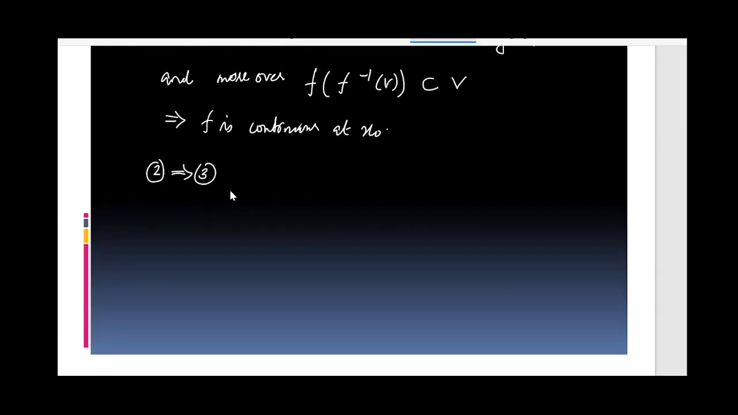So 2 clearly implies 3. Now we want to prove the converse, that is 3 implies 2.